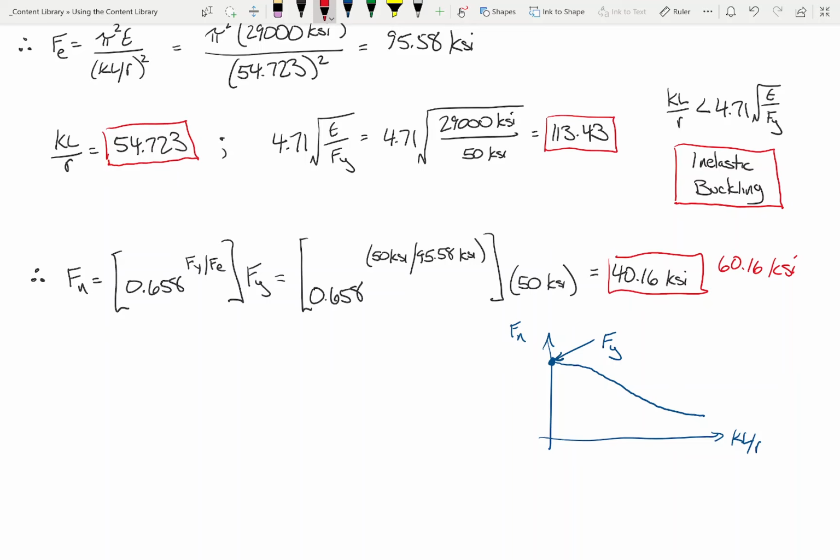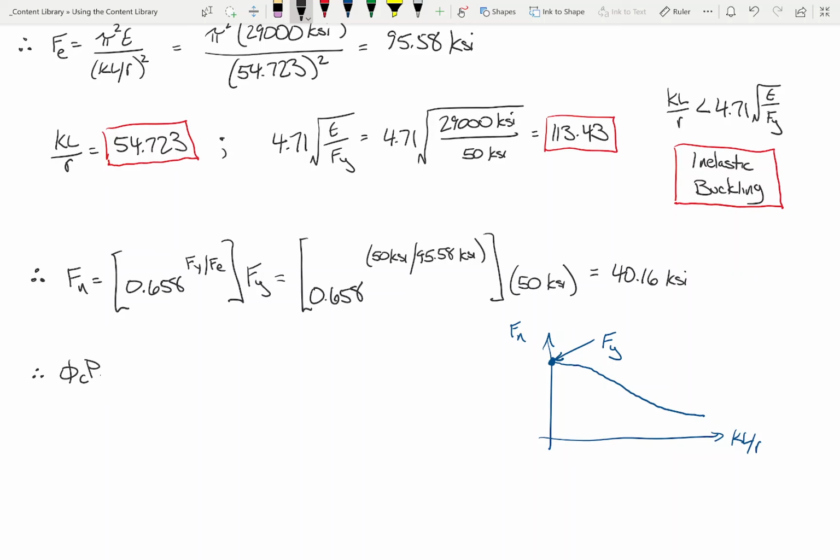So I'm trying to give you just a gut check when you're doing a homework problem or an exam problem. This has to be smaller than Fy, okay? It's got to be. So I'm just throwing that out there as a calculation. So if you're in the 40s or 30s, you're probably doing something right. Okay.